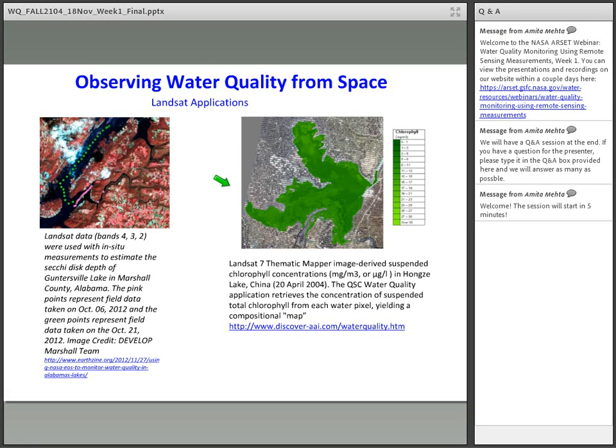This example again here is from Landsat 7, and this is a lake in China, Hongze Lake, and this shows chlorophyll concentration in milligrams per cubic meter. This also shows clearly where the chlorophyll is, and the scale is given here for how concentration is represented. So it's derived again from Landsat measurements.